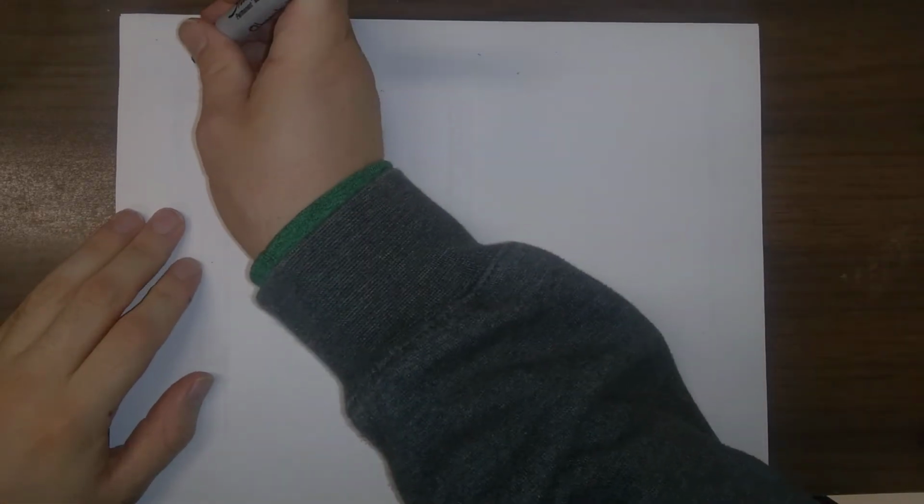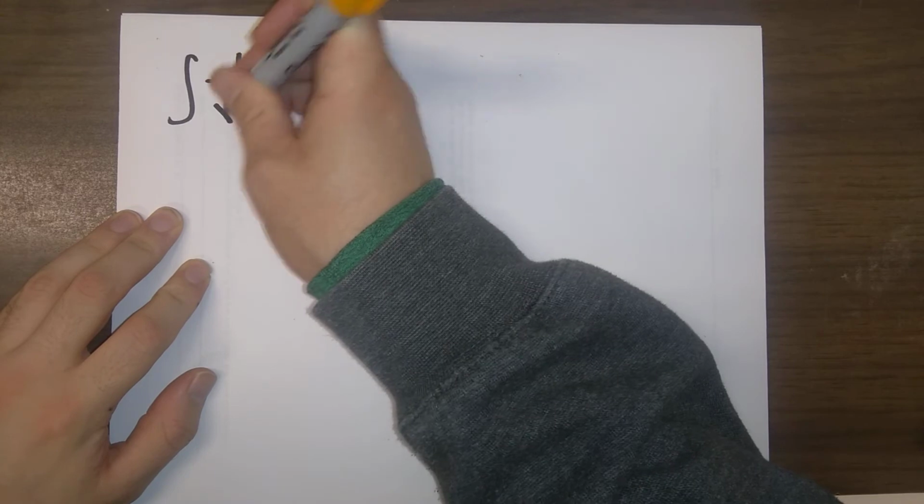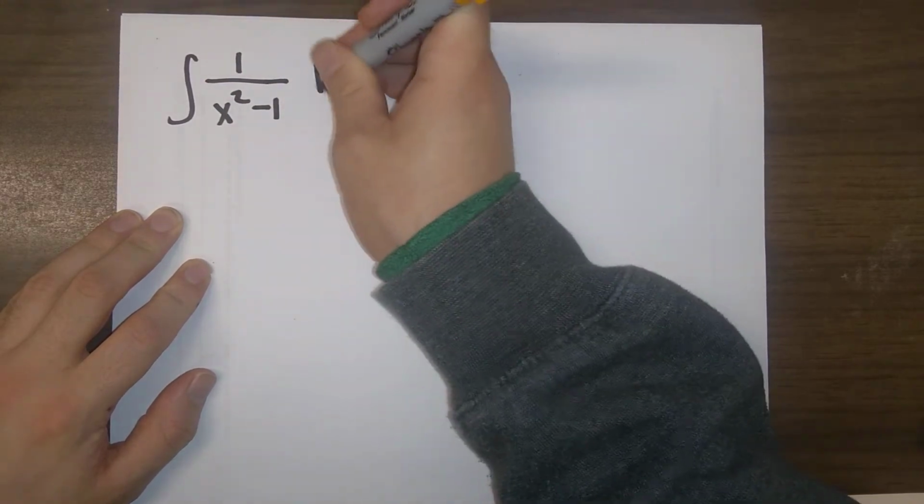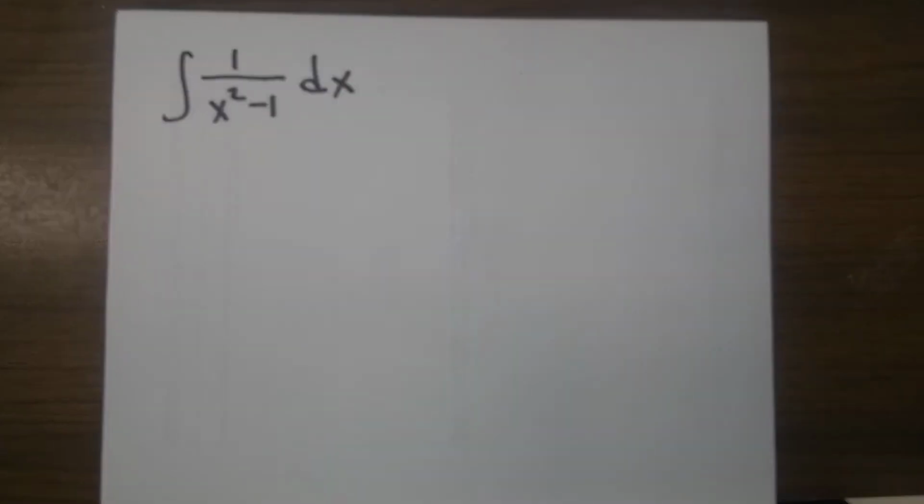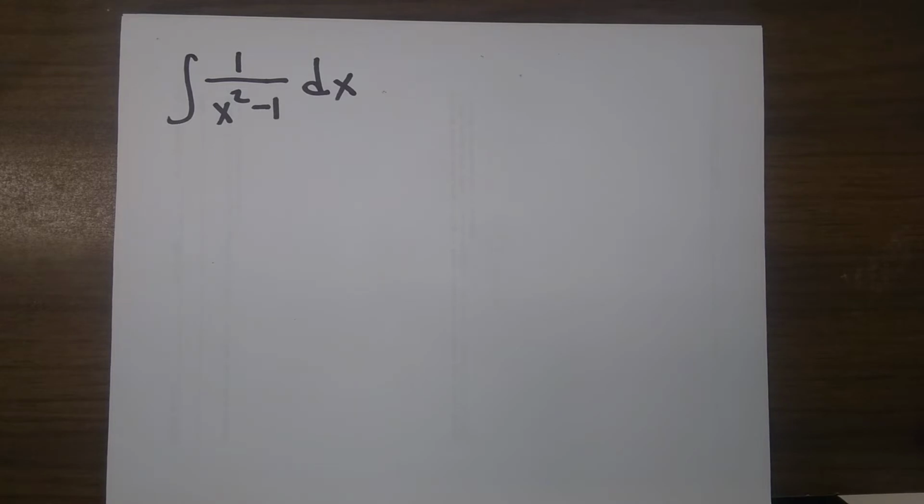What is going on here? Suppose I asked you to integrate 1 over x squared minus 1. Let's observe this doesn't fall into any of our previous buckets. It's not directly doable. I don't see a substitution we can do. I don't see a way to do this by parts. None of our usual methods are going to work here.